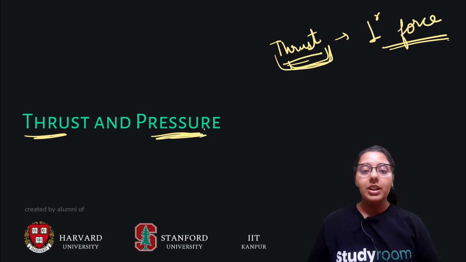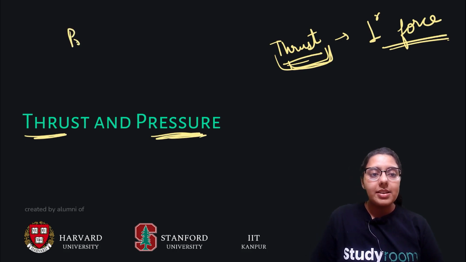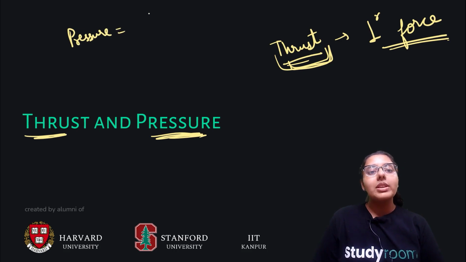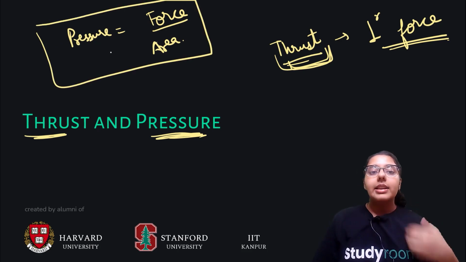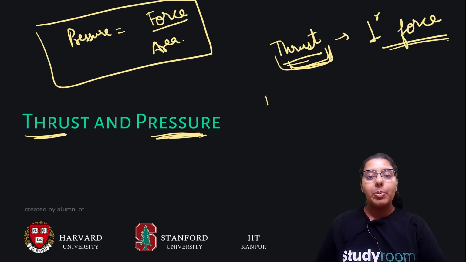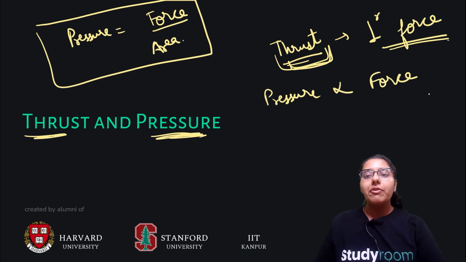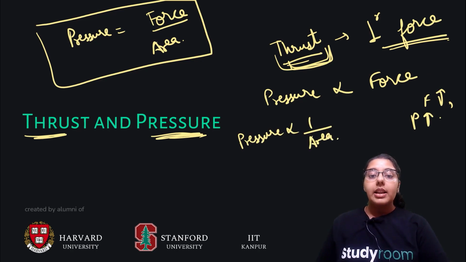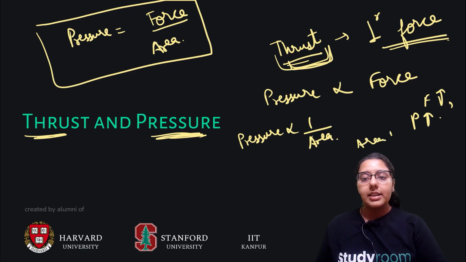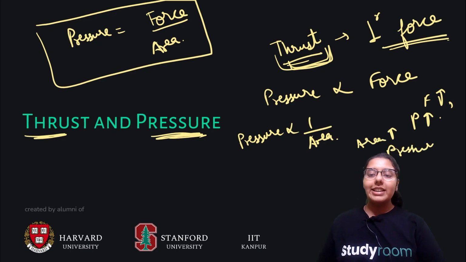And what is pressure? We'll learn about this also. Pressure is how much force is applied in a given area. So pressure is given by force upon area. What does that mean? That pressure is directly proportional to force. So if your force increases, your pressure also increases, and pressure is inversely proportional to area. What does that mean? That if your area increases, your pressure decreases.